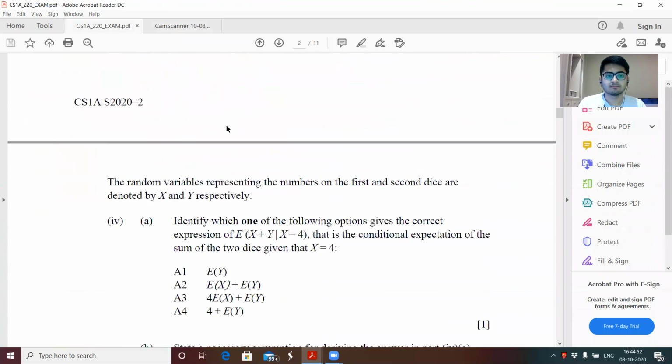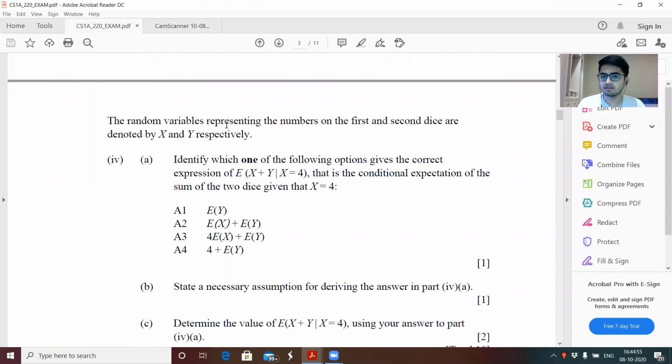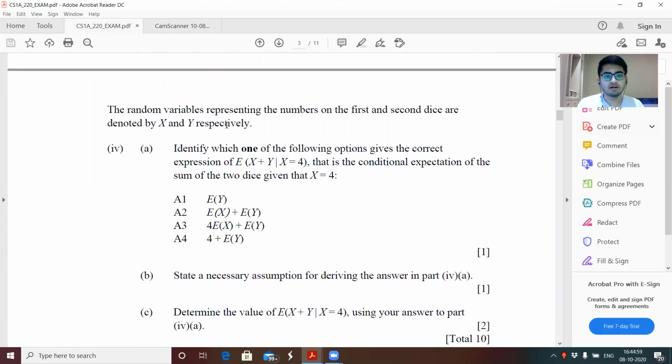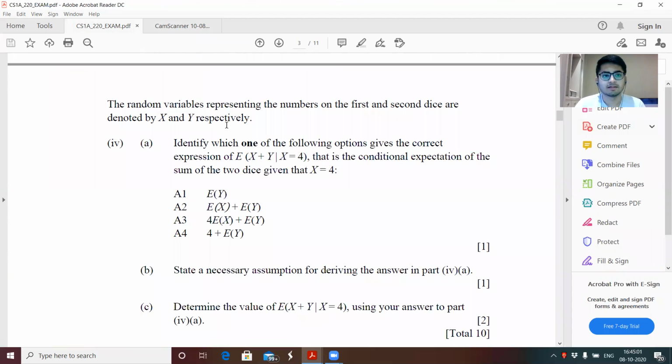Next question. The first three parts of this question were pretty easy. Few of the students struggled in part 4A.